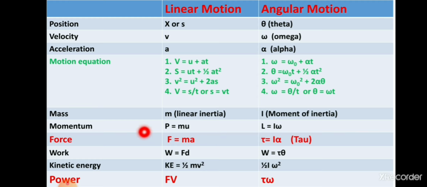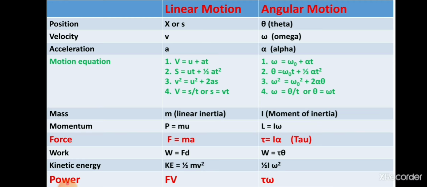And momentum has two terms, m and v. If you multiply mass with velocity, we get momentum. This is linear momentum and this is angular momentum. And force F is equal to ma becomes tau is equal to I into alpha. Work F into d becomes work is equal to tau into theta.